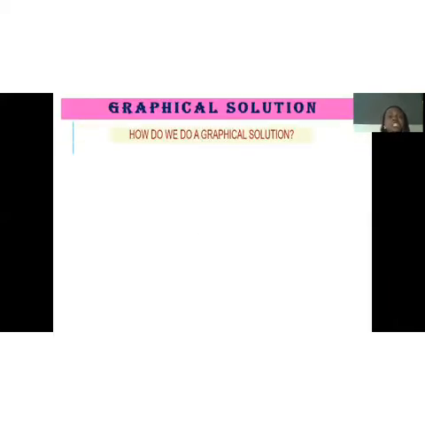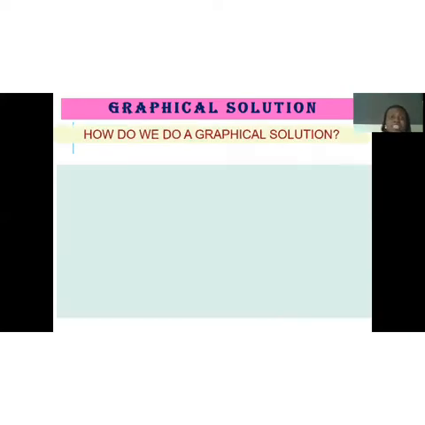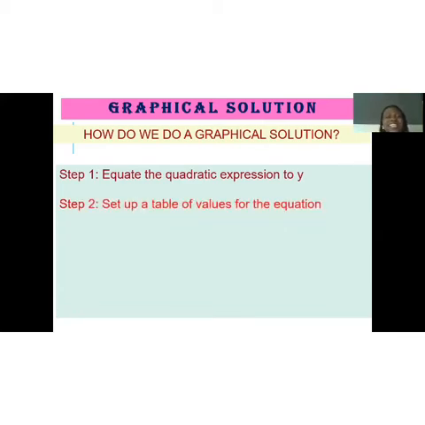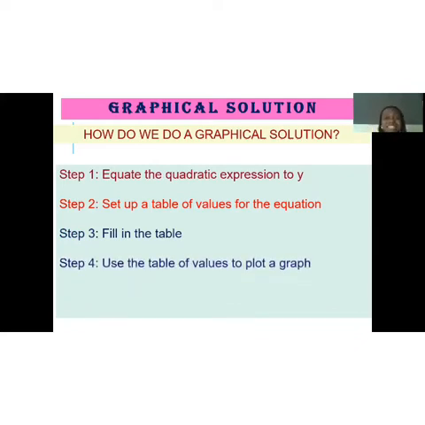So how do we do a graphical solution? How do we carry it out? How does it work? Step one, equate that quadratic expression you were given to y, because you're going to be using an x-axis and a y-axis to plot your graph. Step two, you set up a table of values for the equation that you have obtained. Then fill in the table with the appropriate values, and then use the table to plot a graph. That's step four. Use the table to plot a graph.